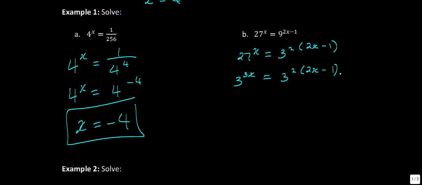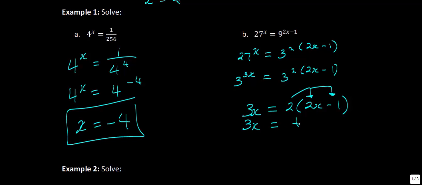Now, since we have the same bases right there, we can get rid of those bases. We just have an algebraic equation such that 3x is equal to 2(2x minus 1). If you use the distributive property right here, commonly known around these parts as feeding the chickens, you will get 3x is equal to 4x minus 2. And when we gather our like terms, we'll subtract 3x from both sides and move the 2 to the other side. It gives you x is equal to 2.